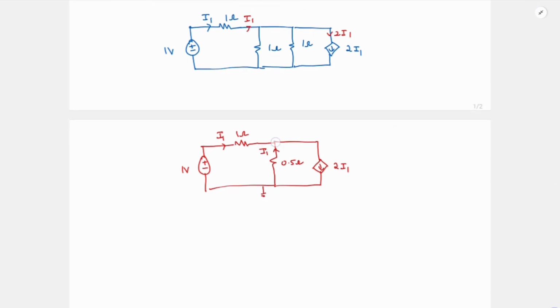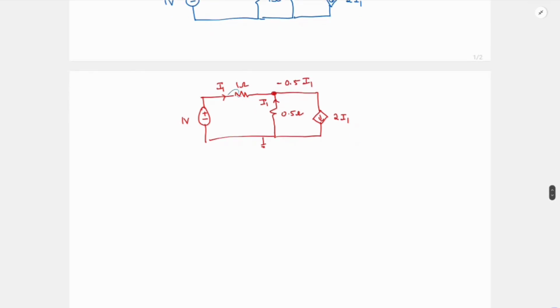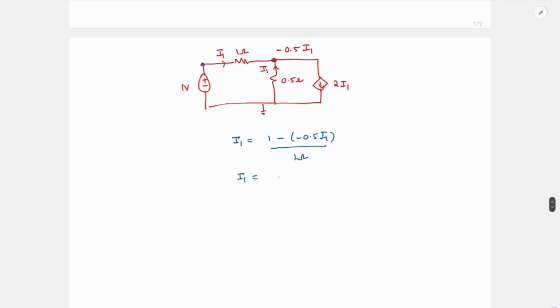And this is my ground. So what is this voltage going to be? It is minus 0.5 I1, right? So then from this I can get I1. I1 is nothing but 1 volt minus of minus 0.5 I1, divided by 1 ohm. So this is nothing but I1 is equal to 1 plus 0.5 I1.